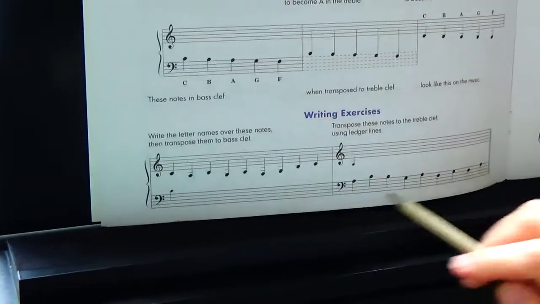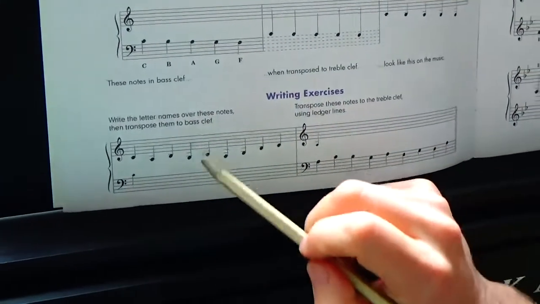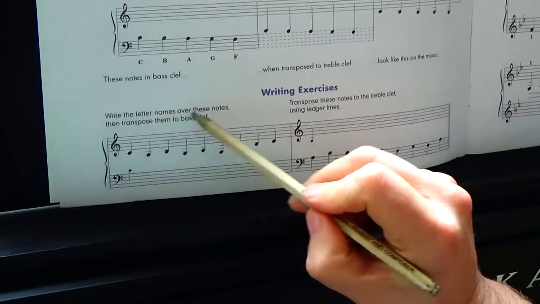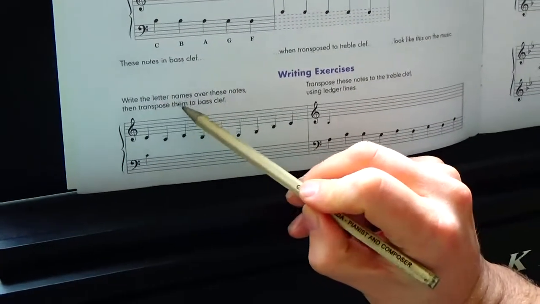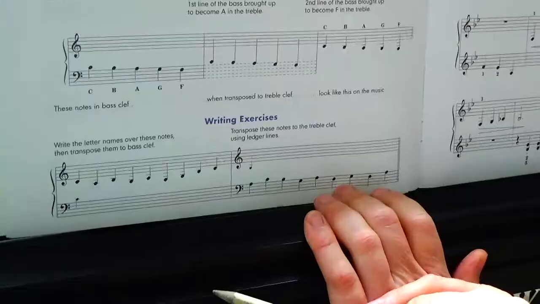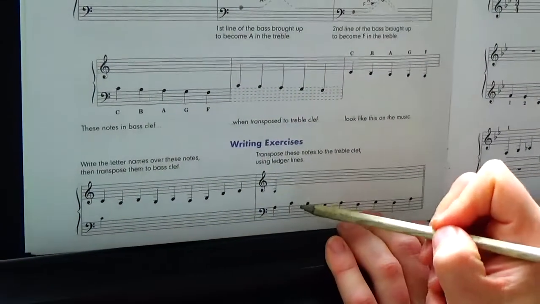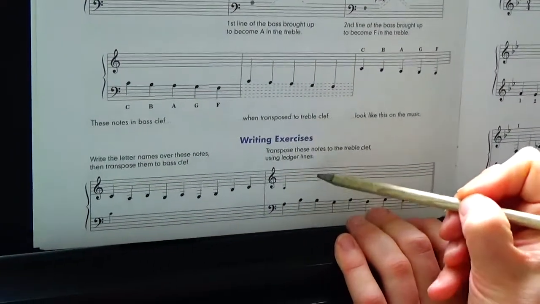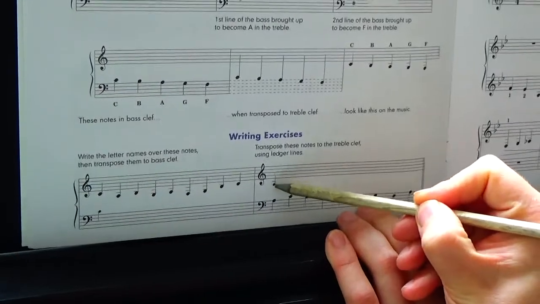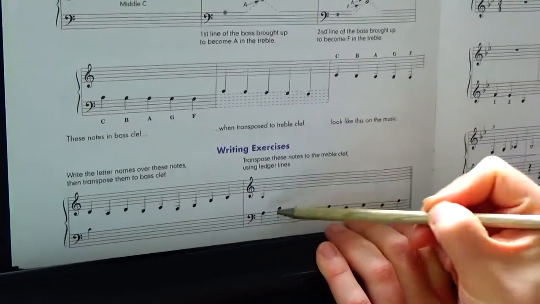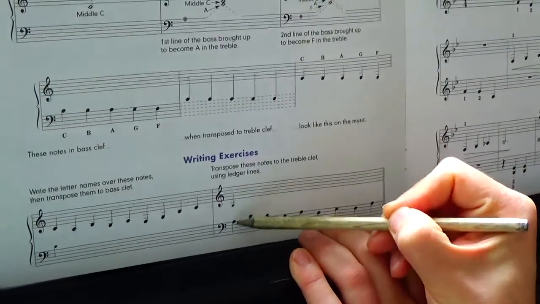You write the notes. Here, you have to follow this writing exercise. He's asking you to write the letter names over these notes, then transpose them to the bass. In this case, more than transpose, I would say write these notes in the other clef, because you see, this is the A that you have discovered here, that is exactly this.